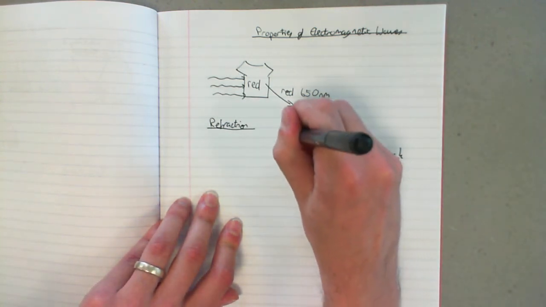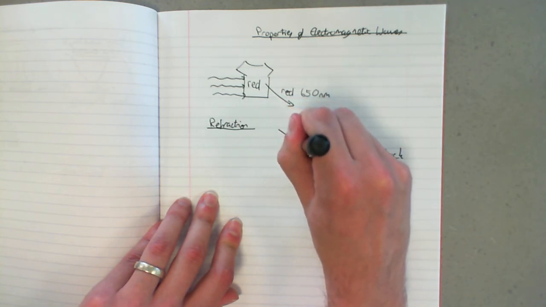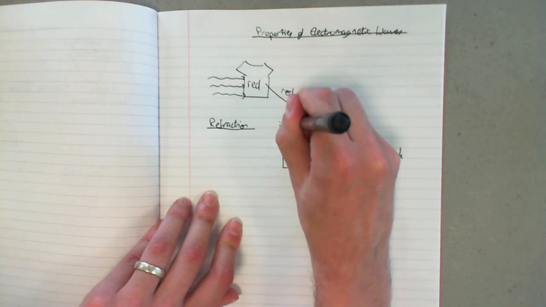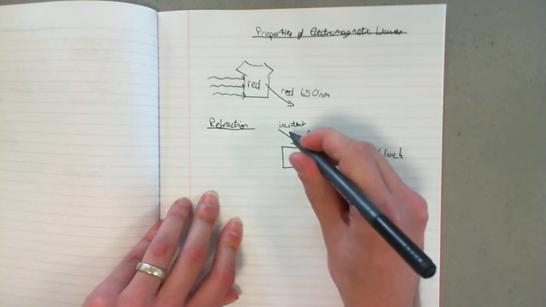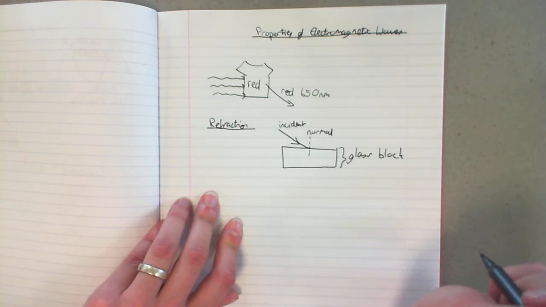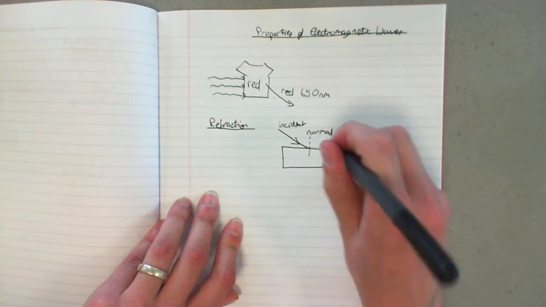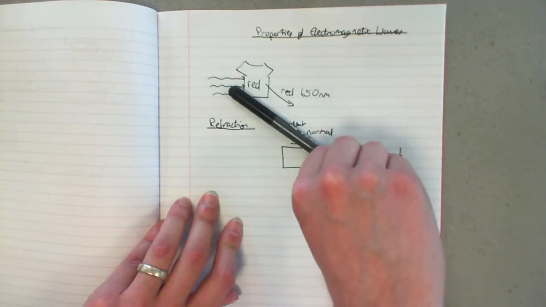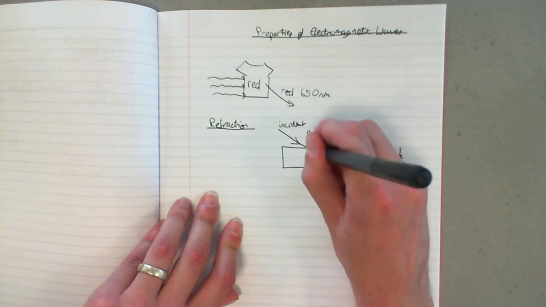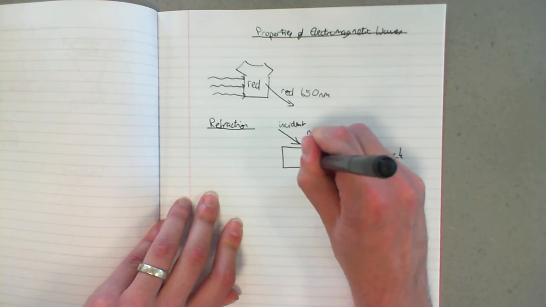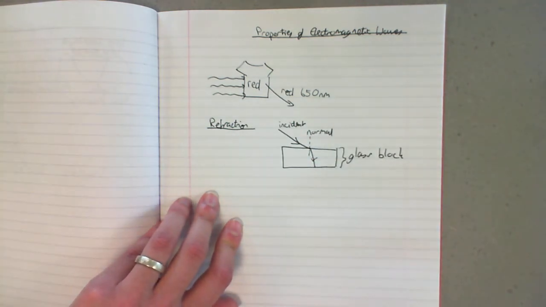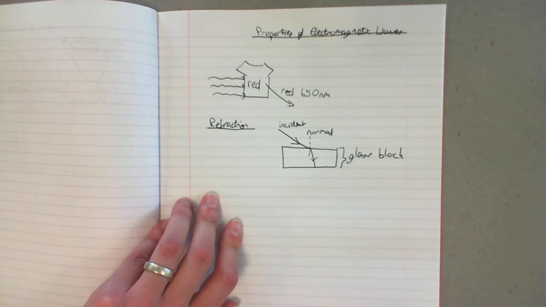And so let's say we have the incident ray, that means the ray of light coming in. What happens when that incident ray goes through the glass block? It slows down. And because it slows down, it changes direction towards the normal. Instead of it just going straight through, it changes direction towards the normal. And that change of direction is called refraction.